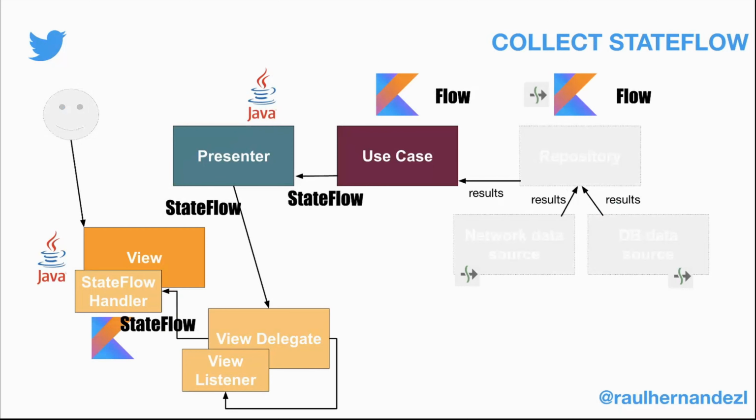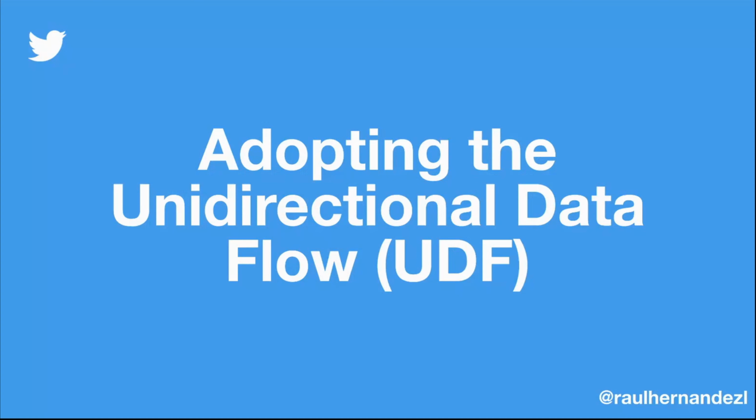Then, of course, we need to also collect StateFlow. And that means that we need to collect it in a Kotlin class. Because for hybrid projects, if we use Java files, you cannot really collect a coroutine if you don't have a Kotlin file. So you're going to need to have a helper, as I did with the StateFlow handler. But now let's go to adopt Unidirectional Data Flow and then see what's important here.